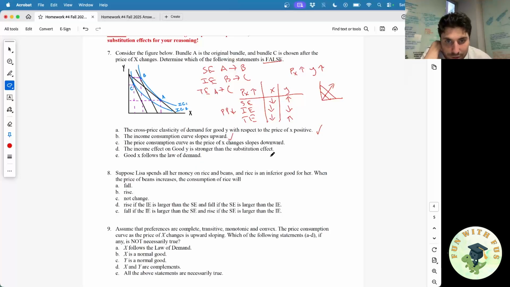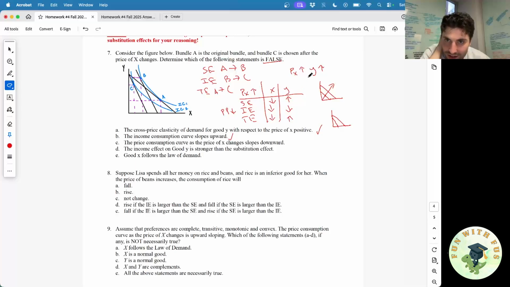The price consumption curve, as the price of X changes. You're giving me all the graphs. As the price of X changes, I guess we already have the price of X changing. It slopes downward. Oh, man.